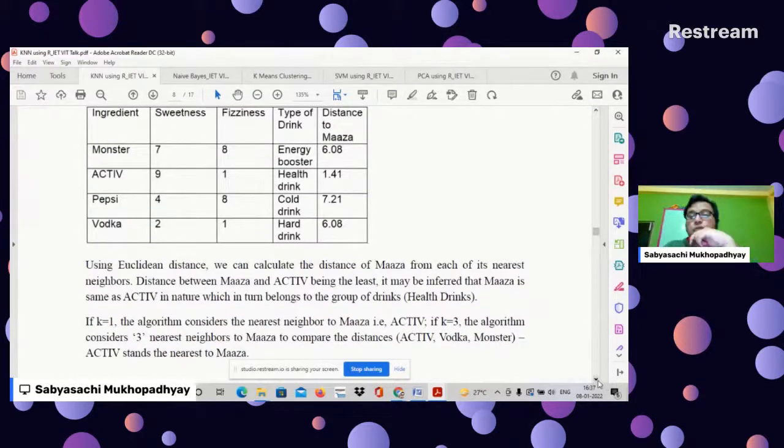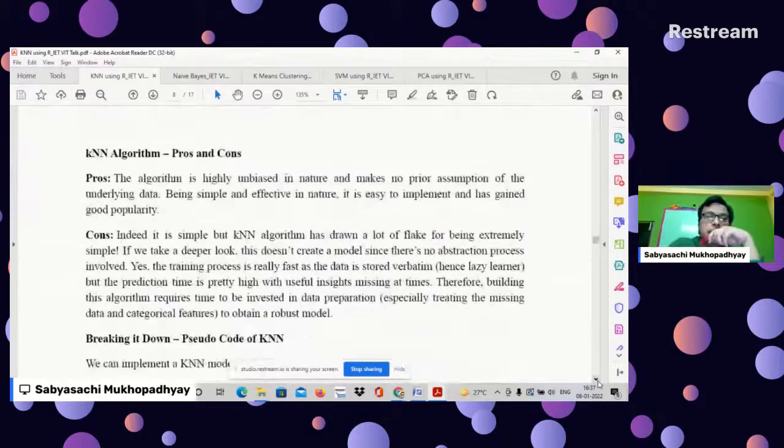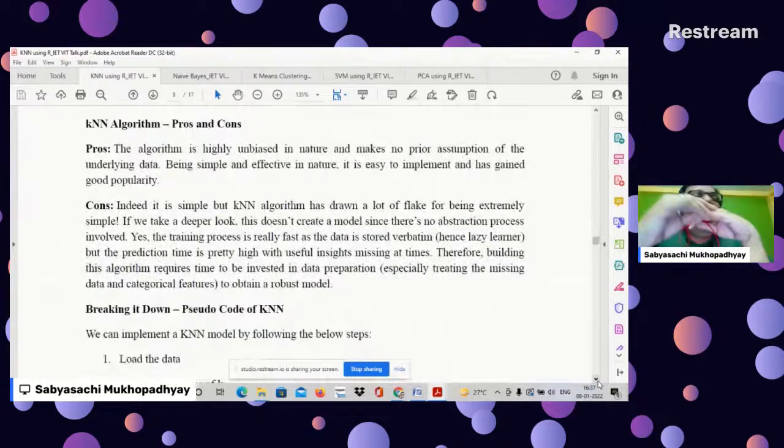So this is how you can solve the mathematical problem by calculating the nearest neighborhood points. You can consider k equals to 1, k equals to 3, k equals to 5 in this way. Here we have 4 category types, and whenever you put Maja in to find the shortest distance, k equals to 1 gives Active, and k equals to 3 also gives Active, that is the category of health drinks. So we consider that Maja will come under health drinks. In this way, you can do the numerical problems related to the k nearest neighborhood algorithm, or KNN.